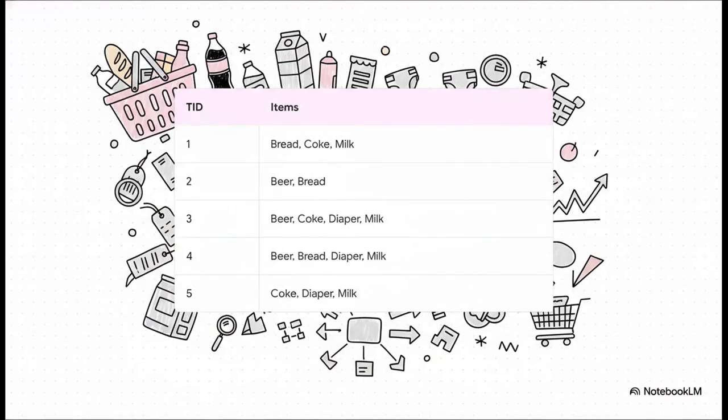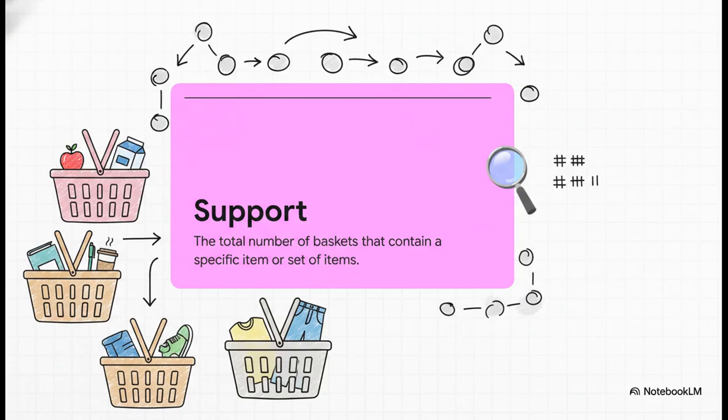To see how this all works, let's just use a super simple little data set. Imagine these are 5 shopping trips from a store. Each row is one transaction, and it has a transaction ID or TID. So you can see in that first trip, TID number 1, the customer bought bread, Coke, and milk. Simple enough, right?